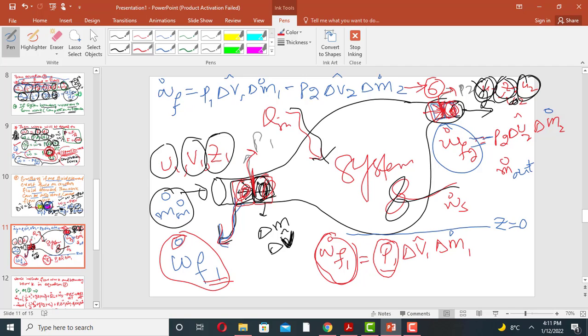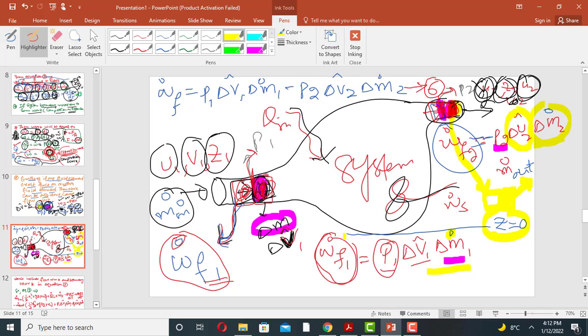So Wf1 is nothing but P1 into the specific volume of this shaded element, times the mass delta m1 of this element. Similarly, Wf2 uses this pressure P2 on this element. The volume of element 2 is delta V2, and the mass of element 2 is delta M2. On a rate basis there is a dot on delta M2 and delta M1. This is z equal to 0, the reference position; here z is equal to z1, and here z is equal to z2.